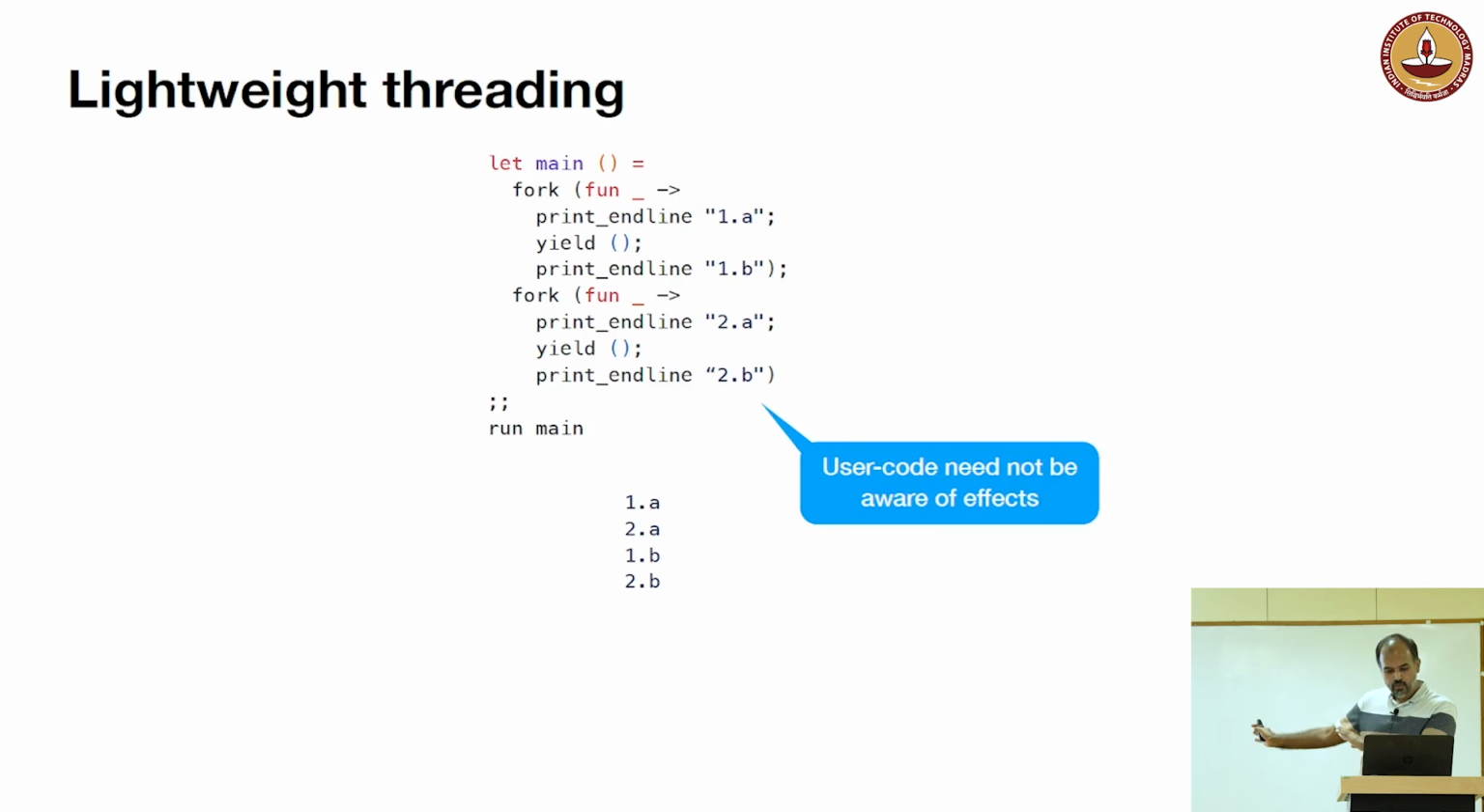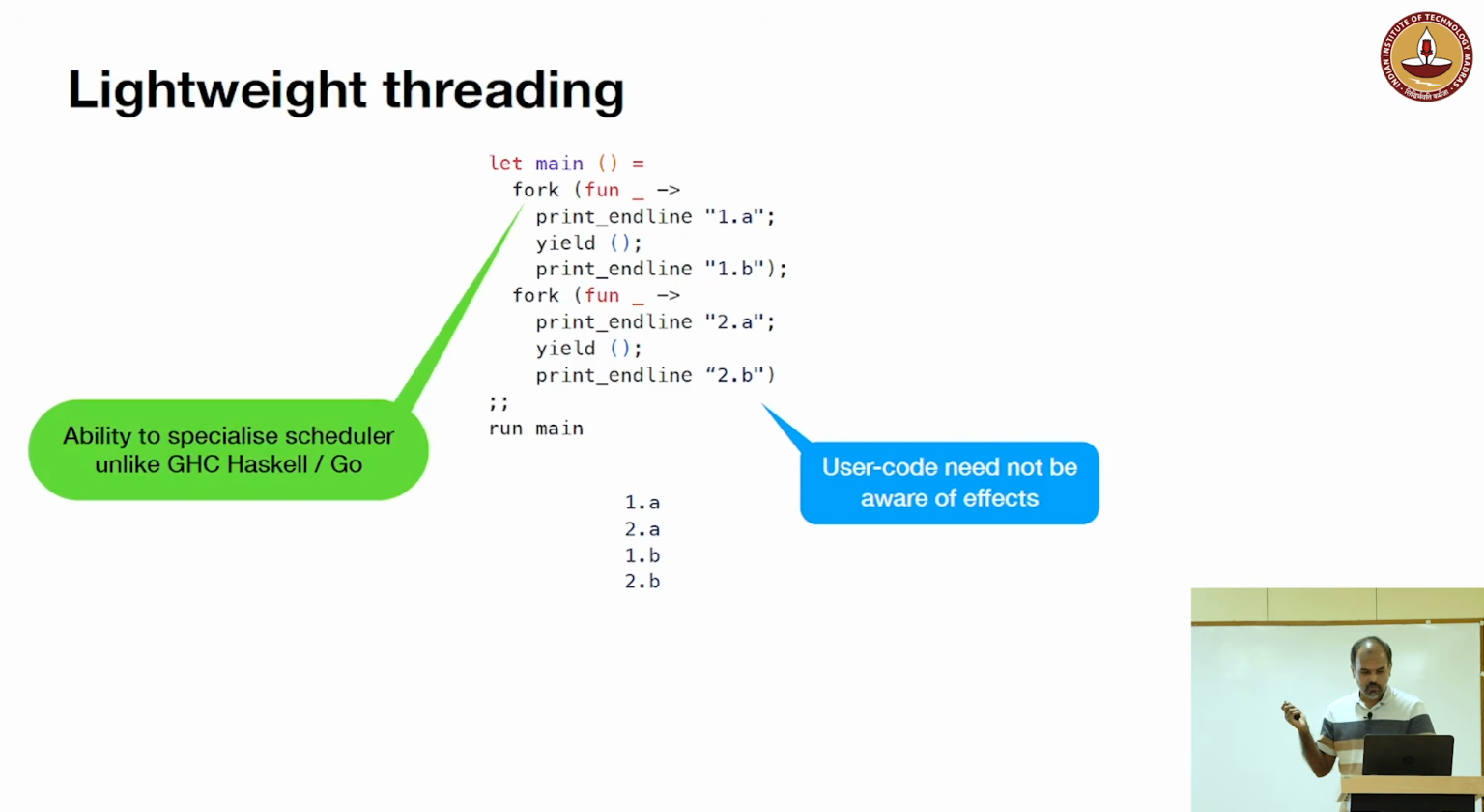And the point is, user code need not be aware of effects. So for example, I could have implemented this fork and yield with real operating system threads also, but it doesn't matter for whatever the user is doing. User has a lightweight thread now, right? It acts like a real threading system. You don't get parallelism because all of these are run on the same core. That's a separate problem. And the point here is many languages already do this.